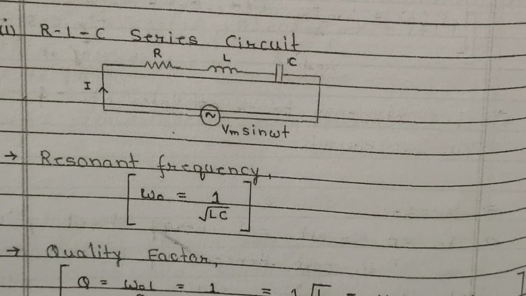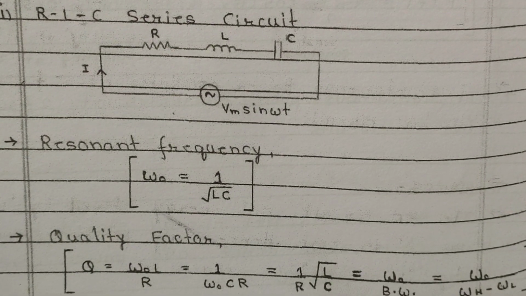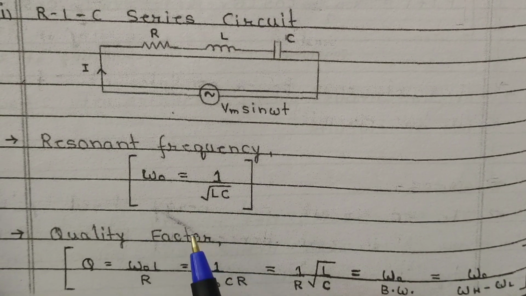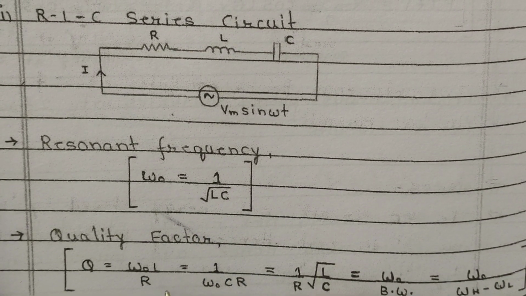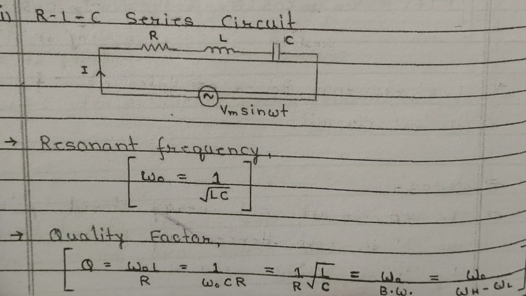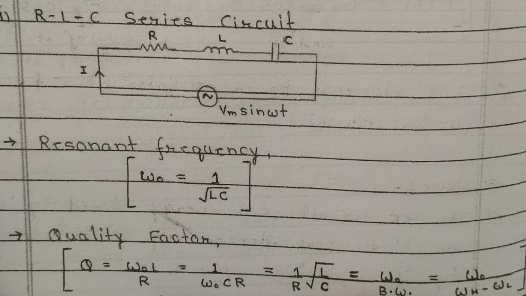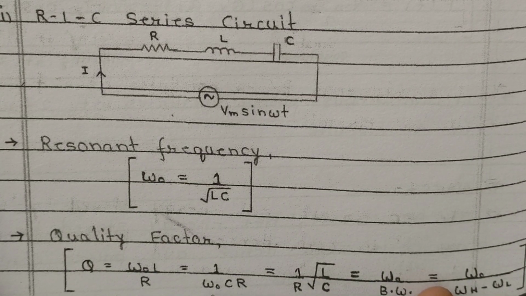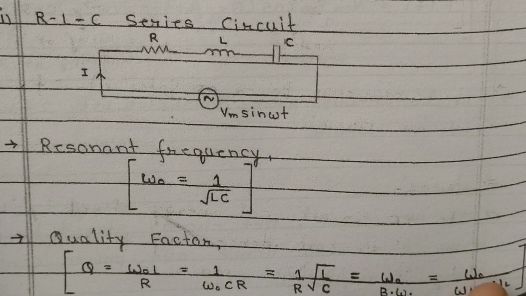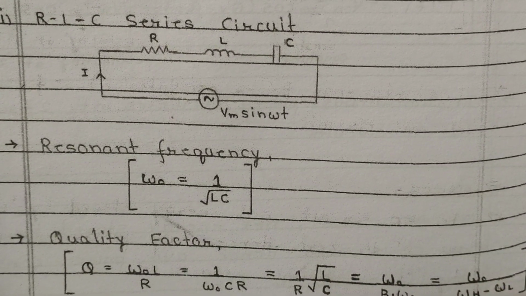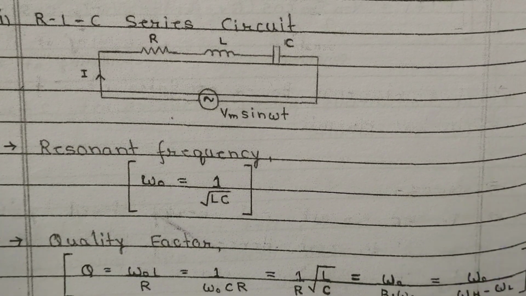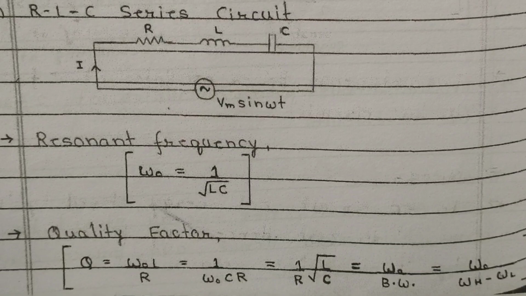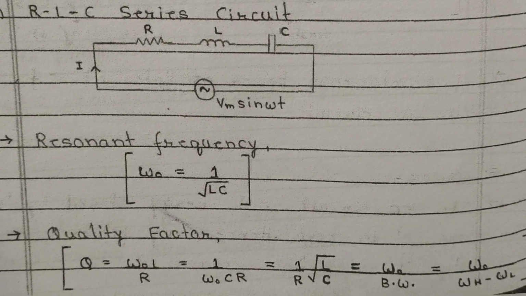In the RLC series circuit, the resonant frequency is represented by omega naught, that is 1 by root LC. The quality factor for the series RLC circuit is Q equal to omega naught L by R, or 1 by omega naught RC. If you replace omega naught by 1 by root LC, you will get 1 by R into root of L by C. The quality factor can also be written as omega naught by bandwidth. Bandwidth is nothing but the higher frequency minus the lower frequency.